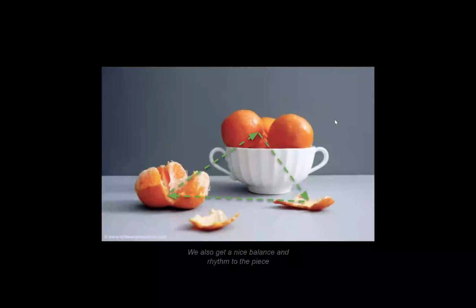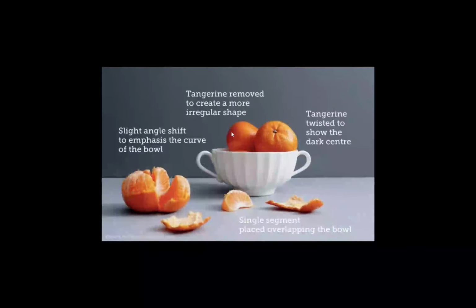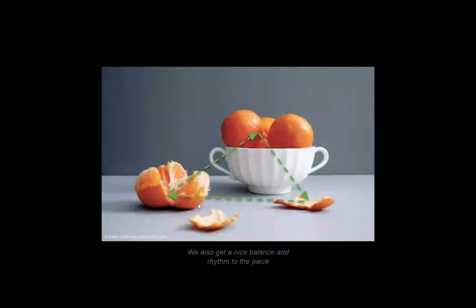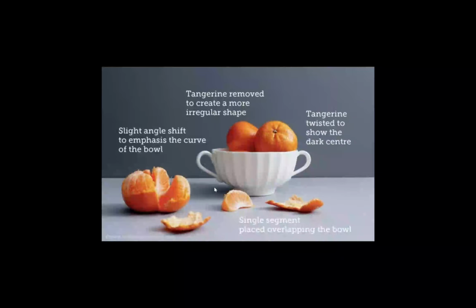For instance, this shape was kind of flat and even right here. These two were mirroring each other, so they removed one of them, so it was a more interesting, irregular shape. They twisted this because there's a better face on this one, and they're a little bit different here, so now that looks more interesting. They also changed a little bit of the shape right here of this orange to complement the shape of the bowl a little bit.